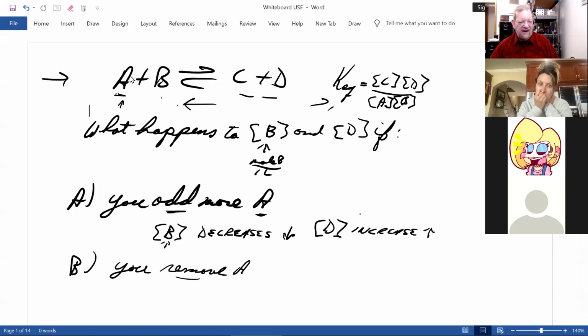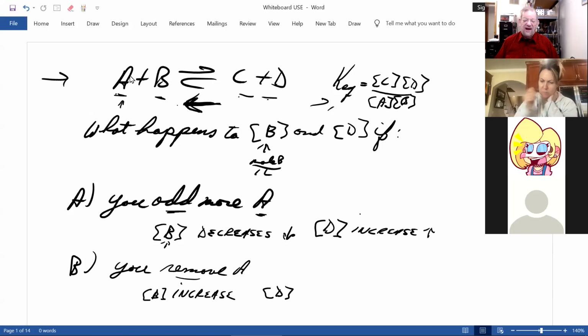So if we make more A, what's going to happen to B? We're going to make more of it because we're driving the reaction this way. And therefore, the concentration of B will increase. And what happens to the concentration of D? If we look at D, C and D react to make more A and B because we need to make more A. When something reacts, it's consumed.